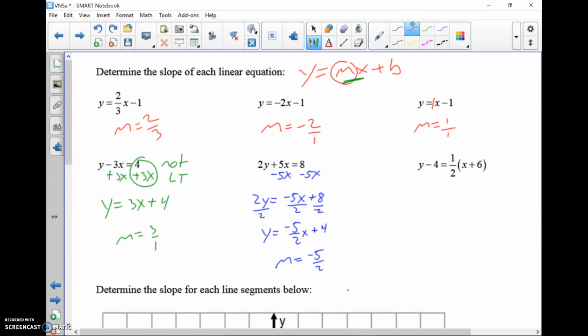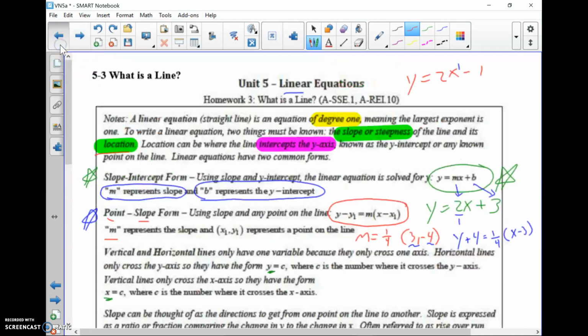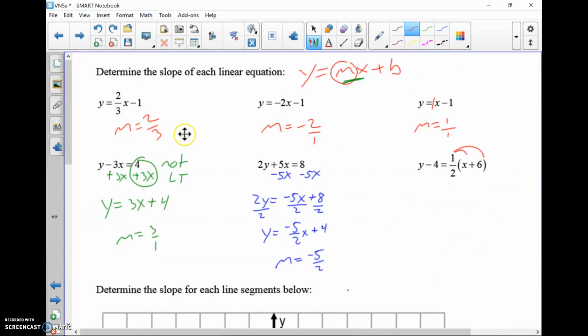And this last one, I could distribute this half and get it to be y equals, but what you notice here is this is in that point slope form. And in that point slope form, just to go back to this for a second, y minus y1 equals m parentheses x minus x1. Again, we'll spend a lot more time on this. This is my slope right here. So m just simply is a half. And if I were to distribute this and move things around, we would end up with a y equals 1/2 x something. All right, but how about from a graph?